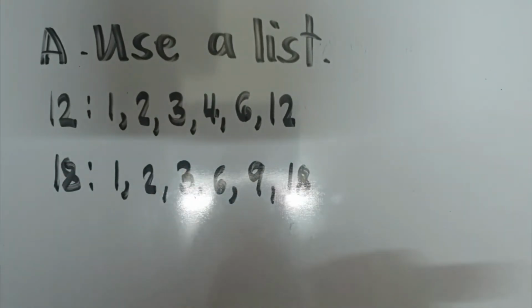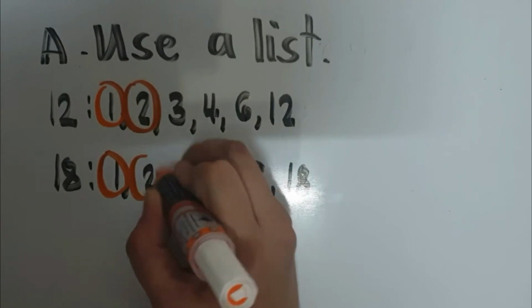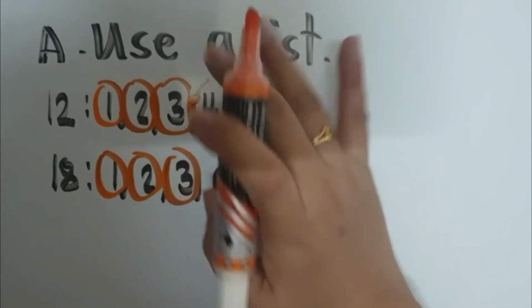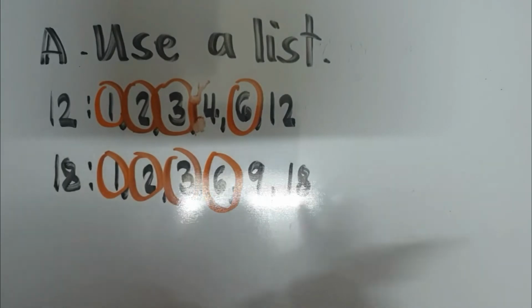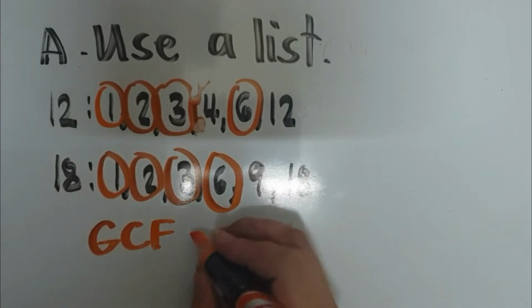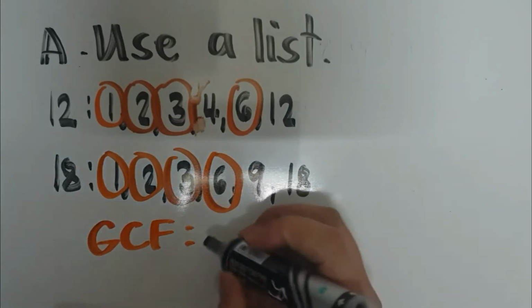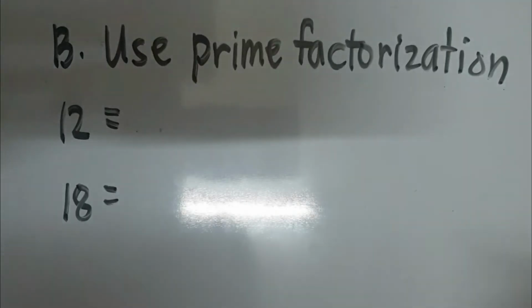Now, we'll follow the same thing as what we do with listing common multiples. We will circle all the common factors. So, 1 is common, 2 is common, 3 is common, 4 is not common, 6 is common, and no more. And then from the word itself, greatest common factor, we will get the greatest or the biggest number that is common to these two numbers, and that is 6. So that means the GCF of 12 and 18 is 6.